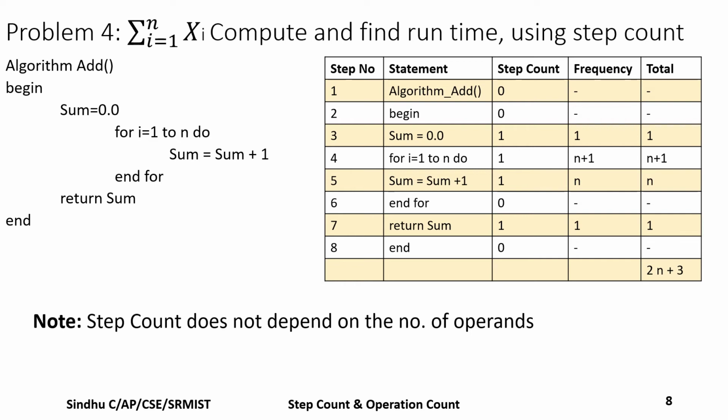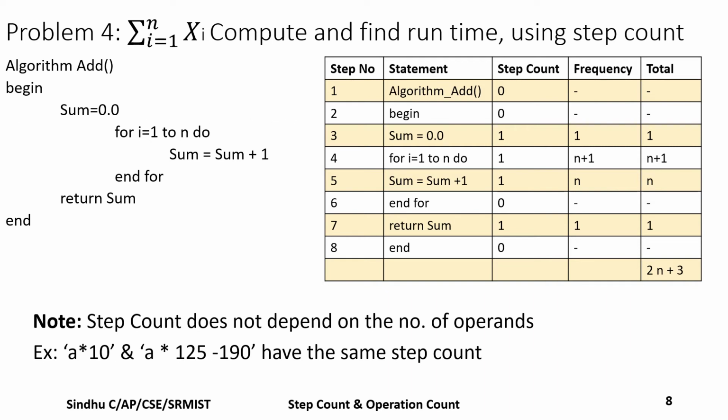Now make a note of this: step count does not depend on the number of operands in a statement. So for example, a star 10 and a star 125 minus 190. In the first case, you have only two operands, and in the second statement, you have three operands. Whatever the situation is, both of them have the same step count.